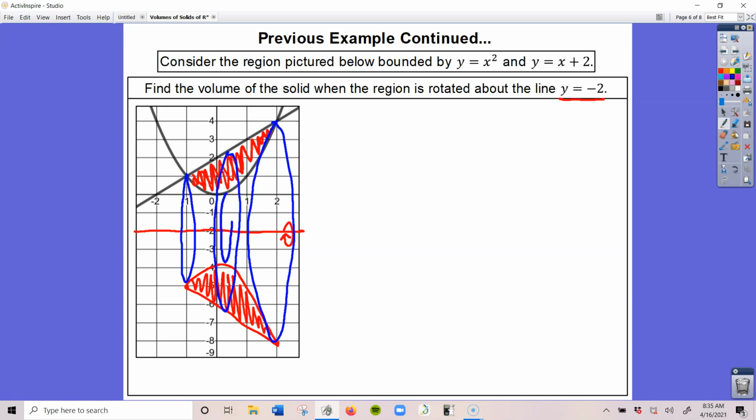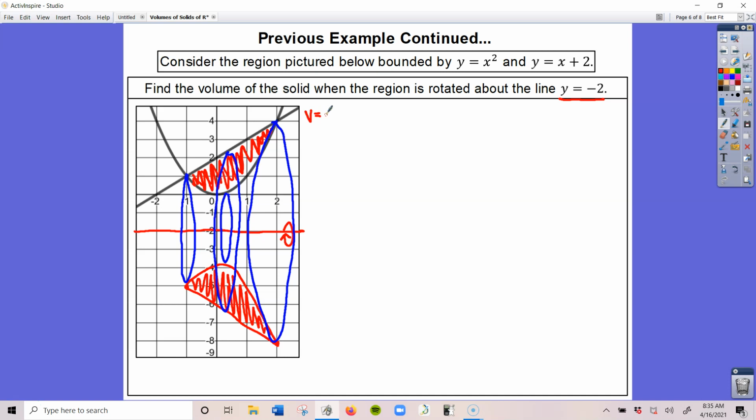And this here is what I'm going to use as my representative slice, this one here in the middle. So my big radius is, again, the line. But remember that when we're writing out the radius, it's the function minus the axis of rotation. So let's start writing out this equation for volume.